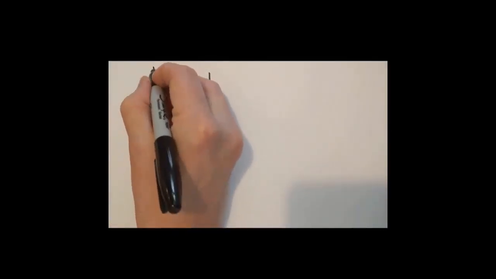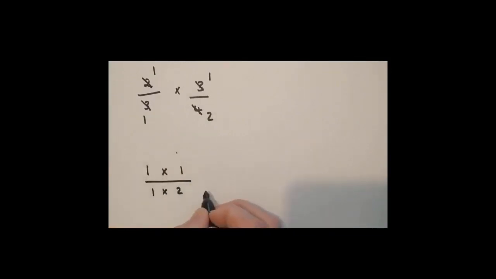So 3 divided by 3 is 1, and 3 divided by 3 is 1 on the top, and then 2 divided by 2 is 1, and 4 divided by 2 is 2. So we end up with 1/1 multiplied by 1/2, which gives us a half.